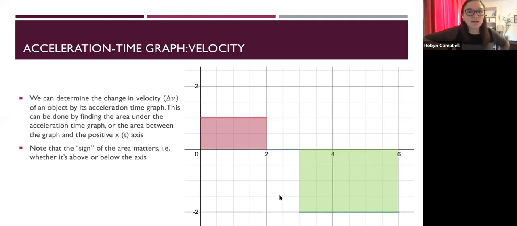Okay, so to go from the acceleration time graph to the velocity time graph, just like before, we could find the area under the curve. So for example, between 0 and 2 seconds, my change in velocity, not just my velocity, it's got to be a change in velocity, is going to be 2 times 1, which is 2 meters per second. I didn't label my axis for some reason. It's not good.